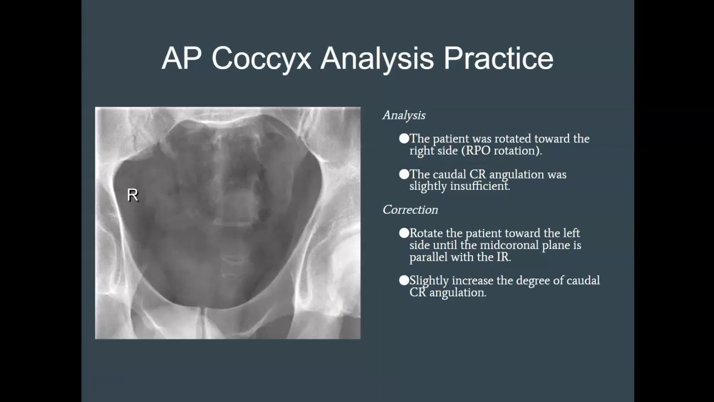A second issue I have with this projection is that the sacrum and coccyx is not in line with the pelvic brim here. It's actually closer to the left side of the patient, which indicates to me that the right side is closest to the IR and the left side is further away. That means the patient is in an RPO position. We need to rotate that patient's left side until the mid-coronal plane is parallel with the IR to ensure that we obtain an appropriate projection.